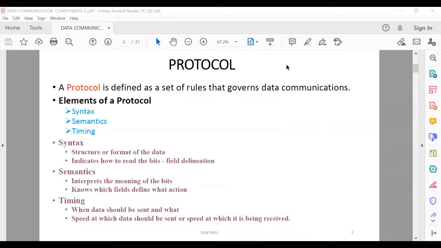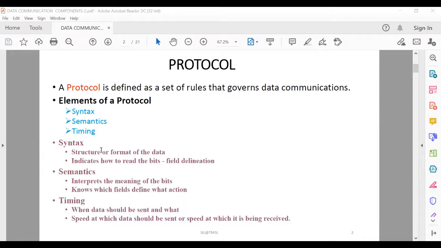So a protocol defines what is to be communicated, how it is to be communicated, and when it is to be communicated. There are three key elements of a protocol. One is the syntax, second is the semantics, and the third is the timing. Syntax means the structure or format of the data, the arrangement of data in a particular order.